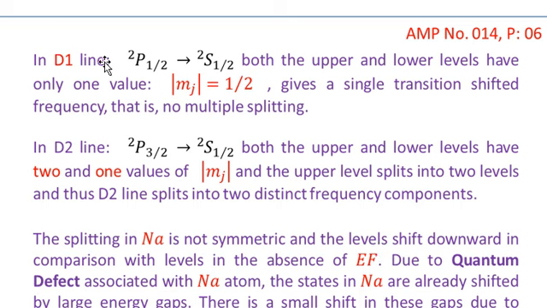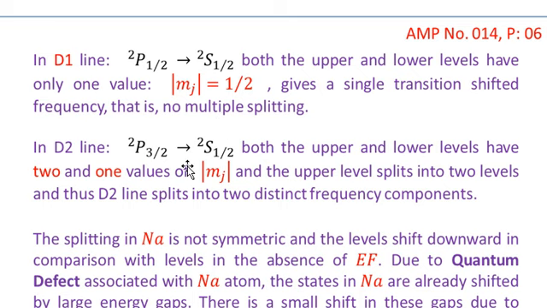In the D1 line, that is the transition from P1/2 to S1/2, both the upper and the lower levels have only one value, mod of mj equal to 1/2, which gives a single transition-shifted frequency, that is, no multiple splitting is obtained.